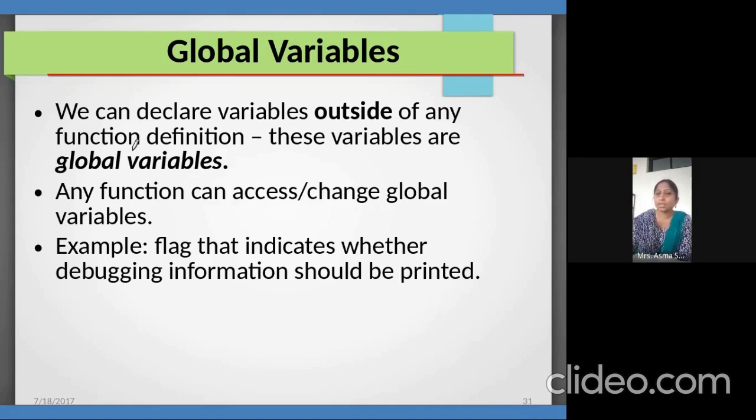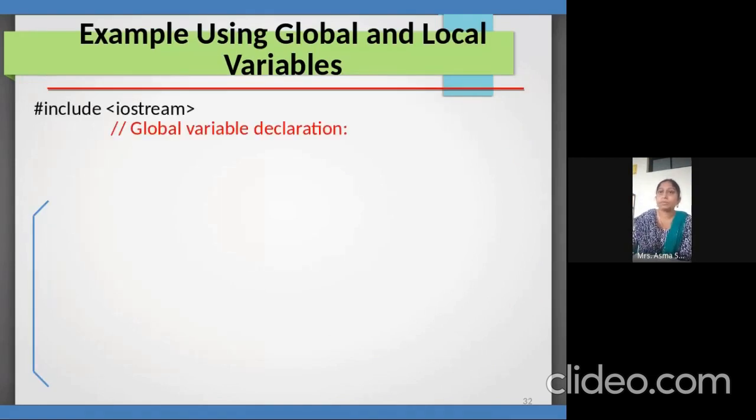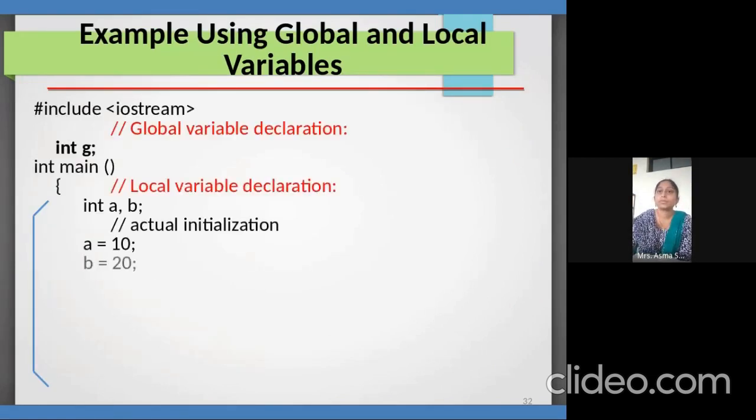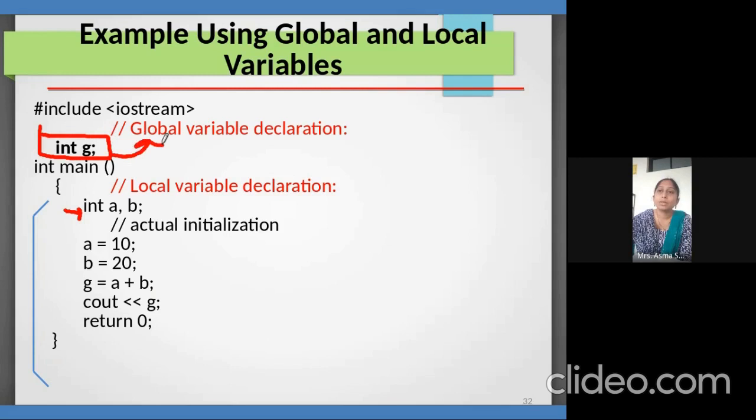So if you see this example here, a and b are local, and g, which we return here, is called a global variable. This global is like anyone is able to access. Not only main, other functions which we are writing are also able to access this g value.